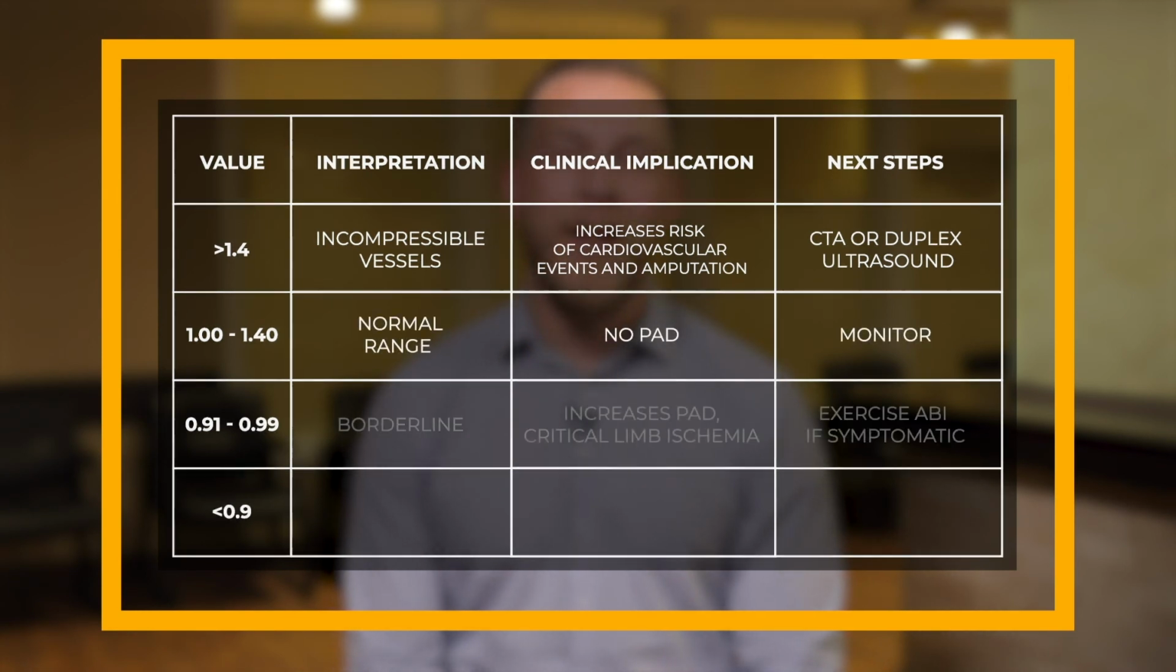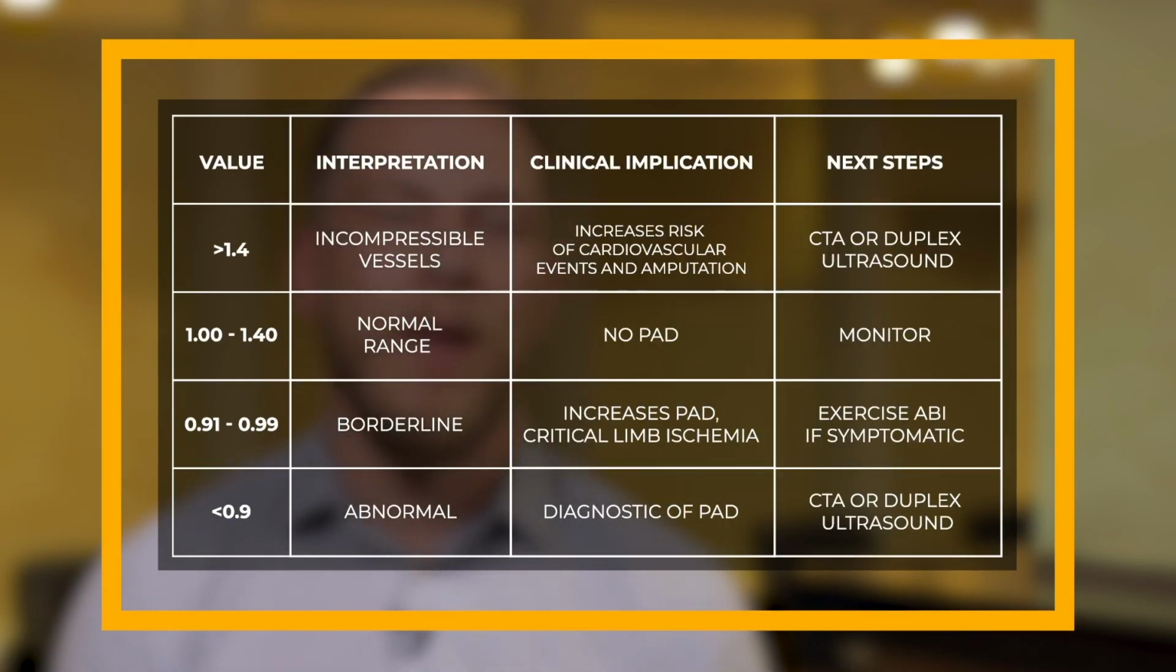Values between 0.91 and 0.99 are classified as borderline. So these individuals do remain at risk of PAD and critical limb ischemia, and they're recommended by the American Heart Association to undergo ABI testing following exercise. Values less than 0.9 are diagnostic of PAD, so these individuals should be further investigated with CT angiography and duplex ultrasound. But remember, these are guidelines, and your ABI assessment should be used in conjunction with your clinical assessment.